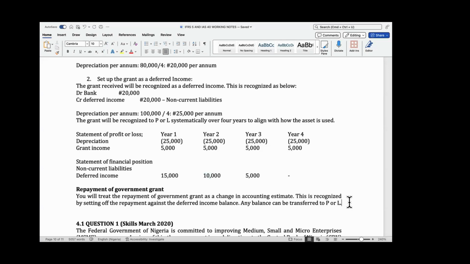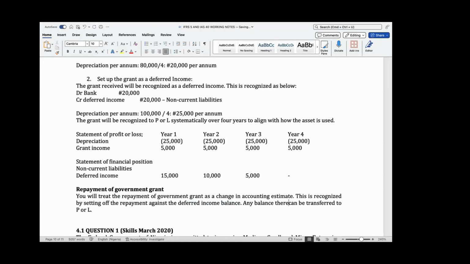But what you need to note for repayment of government grant is that the estimate is changing from whatever it is to 0, right? And what you're doing is you're setting off the repayments against any deferred income balance, and any balance thereof can be transferred to P&L. Okay, let's look at another question.